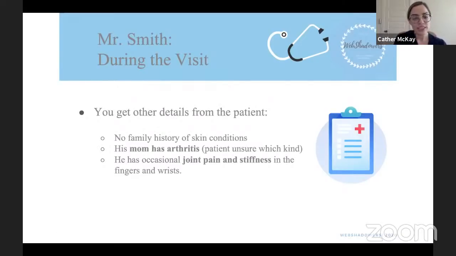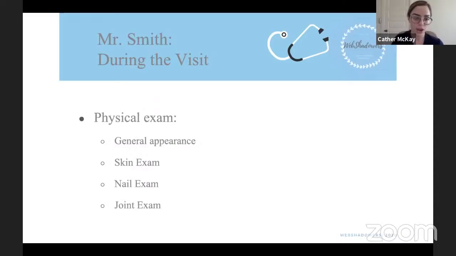You get some other details. He really doesn't have a family history that he knows of, but his mom does have arthritis, though he's not too sure of the details. And when you review his review of systems, he also is having some joint pain and stiffness in the fingers and wrists. And he's only 33, so that should stand out a little bit to you. So you do his exam, and you get a feel for his general appearance.